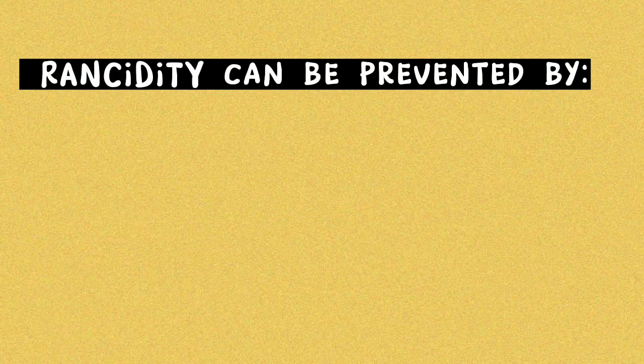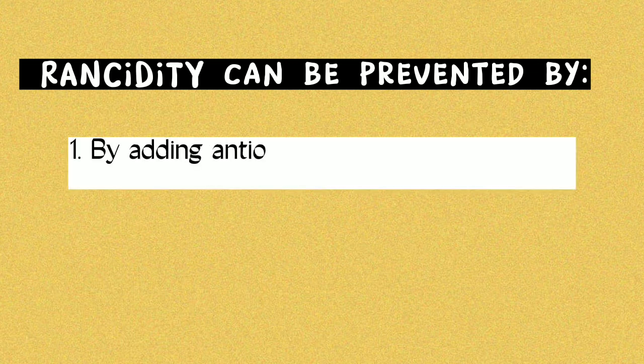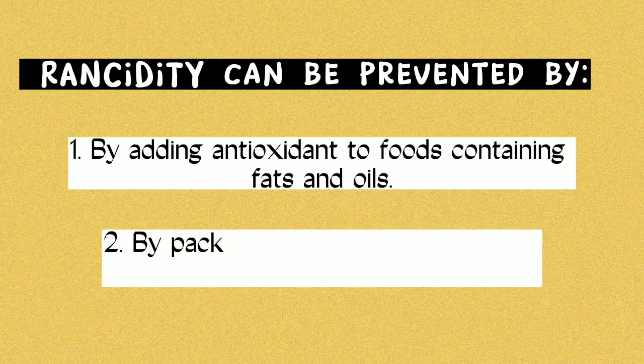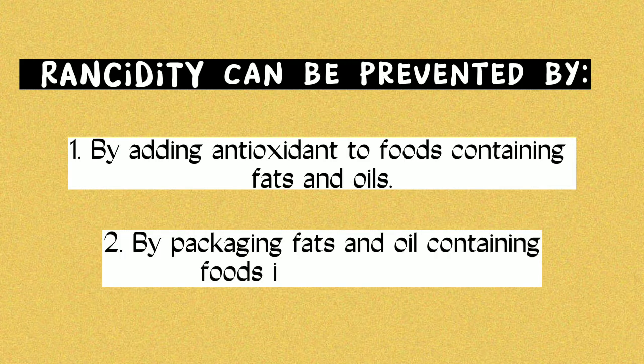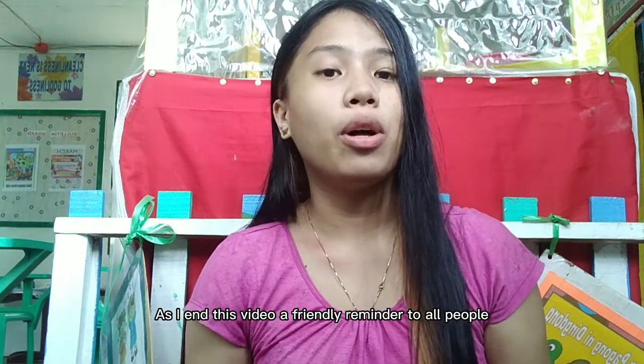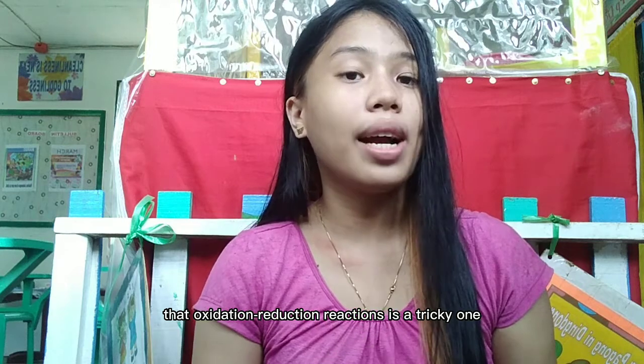Rancidity can be prevented by adding antioxidants to foods containing fats and oils, and by packaging fat and oil-containing foods in nitrogen gas.